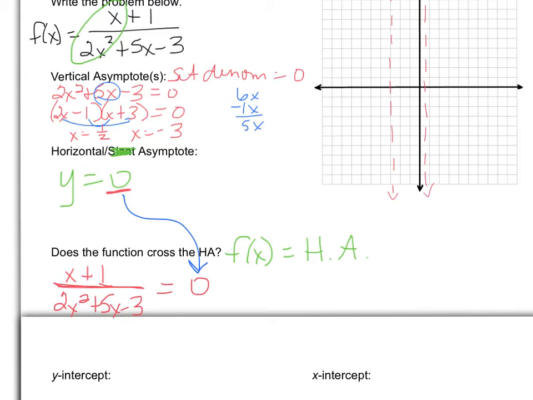So, in order to solve a rational expression, you multiply both sides by the denominator. So in this instance, it's 2x squared plus 5x minus 3.